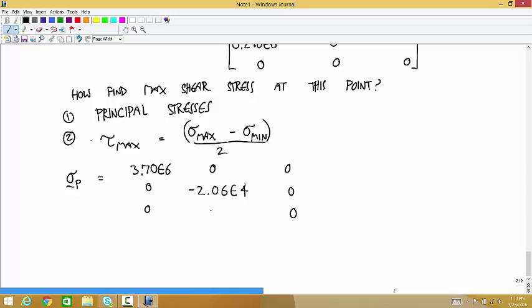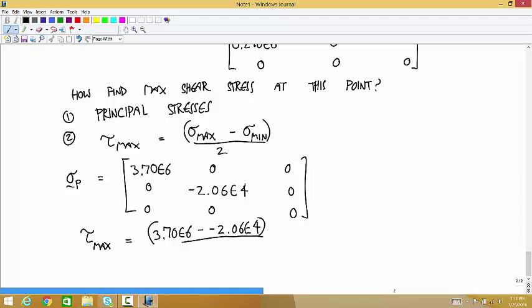Okay, so there is a principal stress tensor. You can put them in any order. It just refers to a different coordinate system, how you move it around. And then the maximum shear stress is the max of these, 3.70 times 10 to the 6, minus the min, divided by 2, which is basically just half of 3.70.